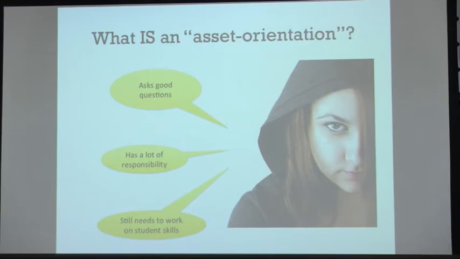Doesn't mean I've given up on her as a student, though. Doesn't mean that I've excused her or written her off. I am going to work with her to figure out how she's going to develop her student skills despite the challenges that she has, building on the strengths that I see in her. That would be looking at this child with an asset orientation.